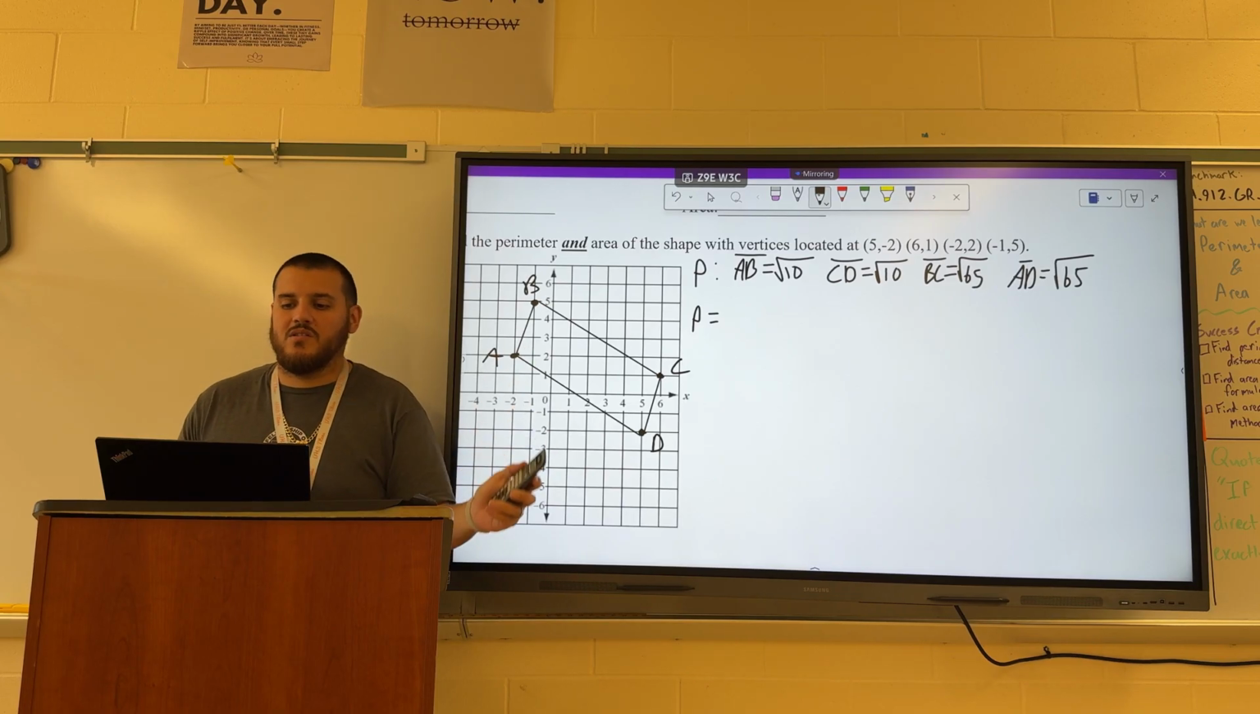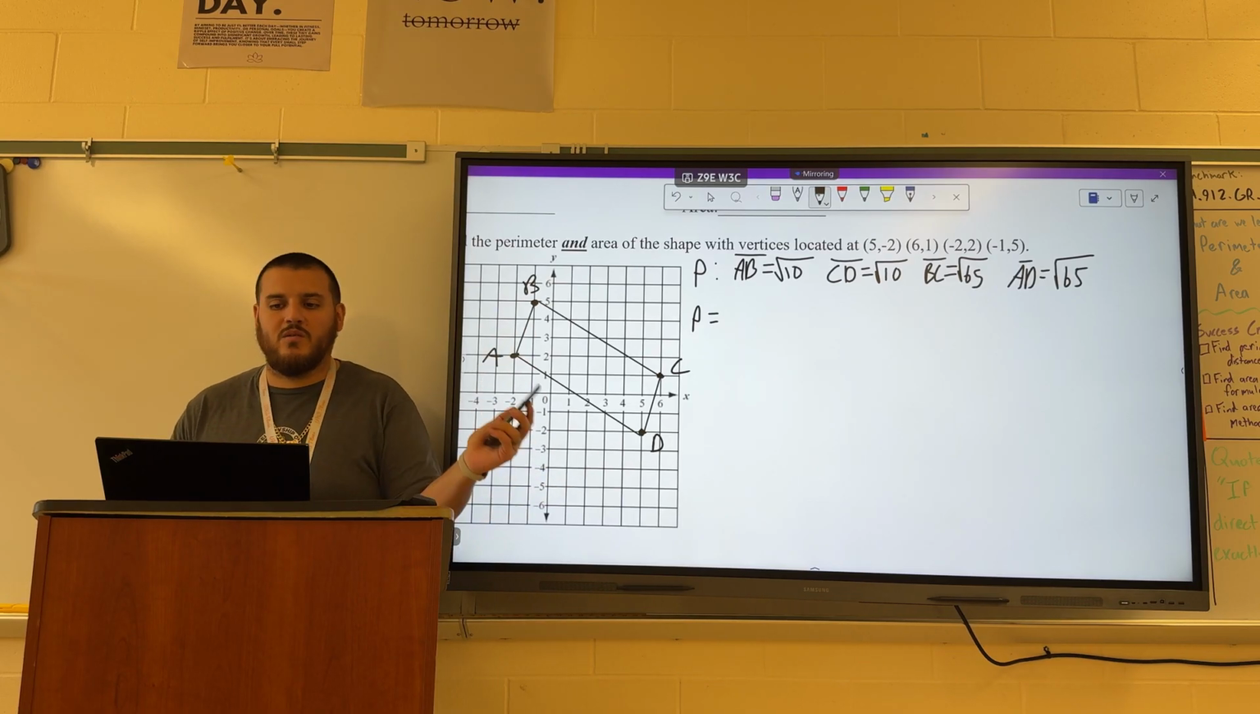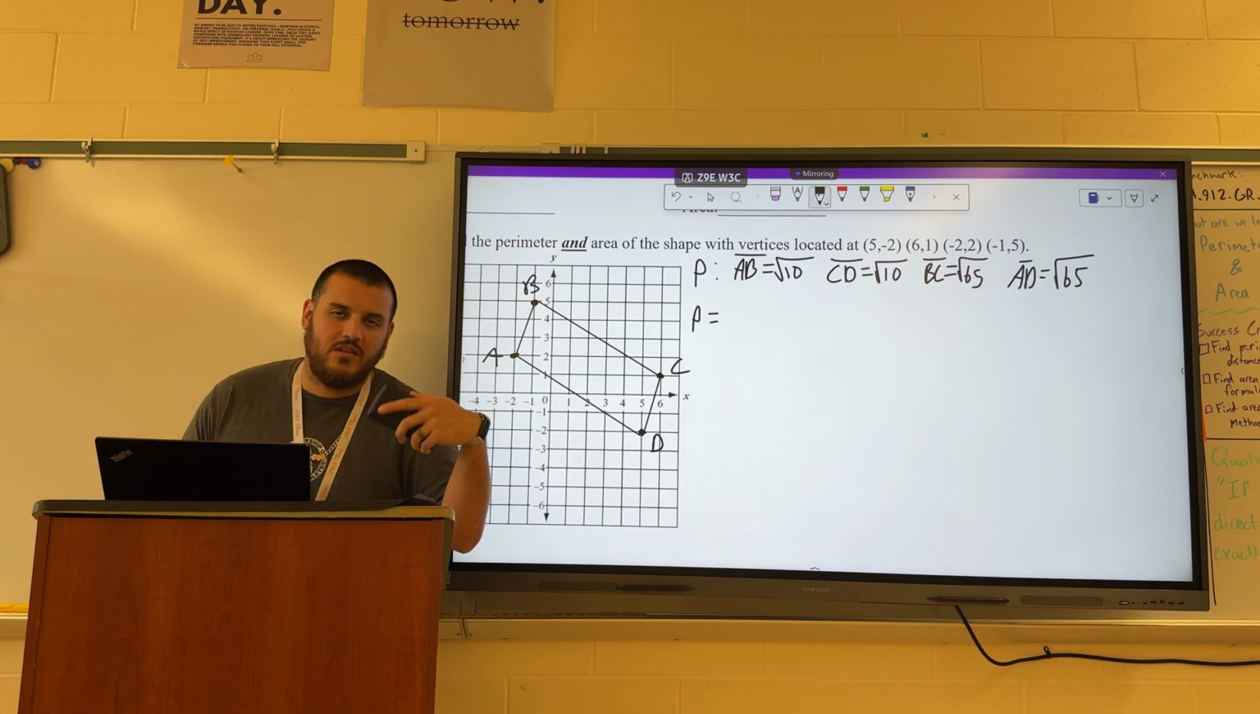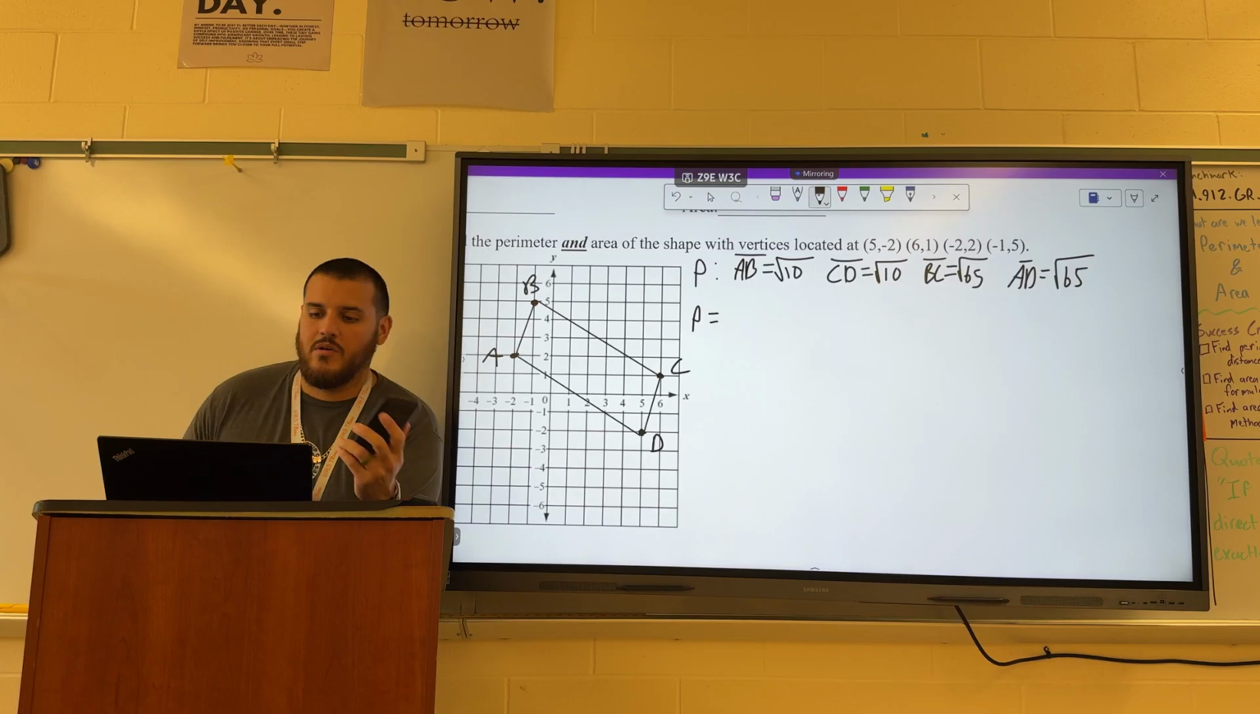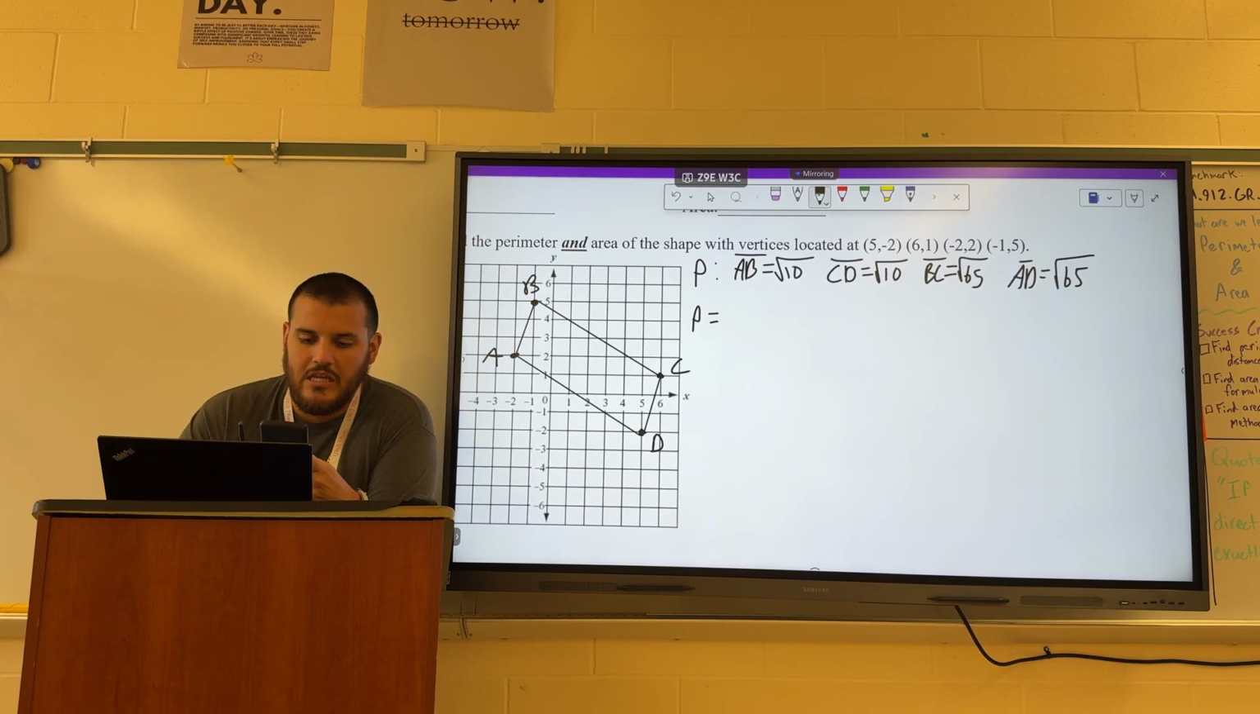That square root of 10 plus the square root of 10 plus the square root of 65 plus the square root of 65. Like if you add all those numbers together, you get 150. But the square root of 150 is not the answer to the perimeter of this. We would have to square root each individual term and then add those together.